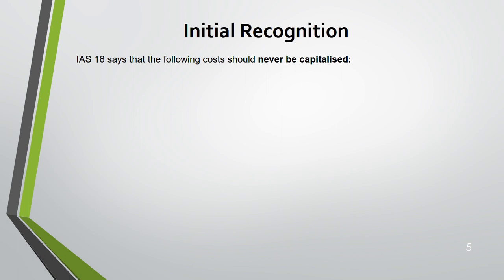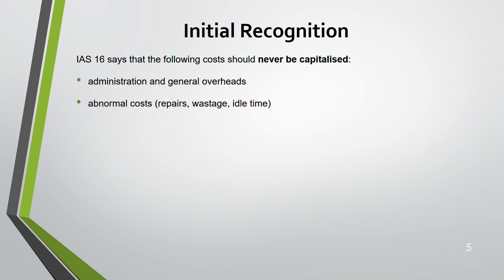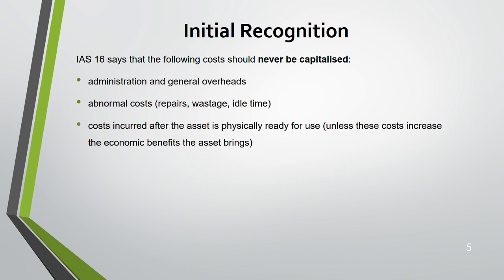They are expenses. Number one, any admin or general overhead. Any abnormal cost like repairing or wastage, or idle time, when you're not using the machinery. Never capitalize this cost. Cost incurred after the asset is physically ready for use, do not capitalize. But unless those costs are that type of cost that increases the economic benefit of the asset from which you can incur more cash, that you can capitalize. Otherwise, no. Any repair, maintenance, never capitalized.